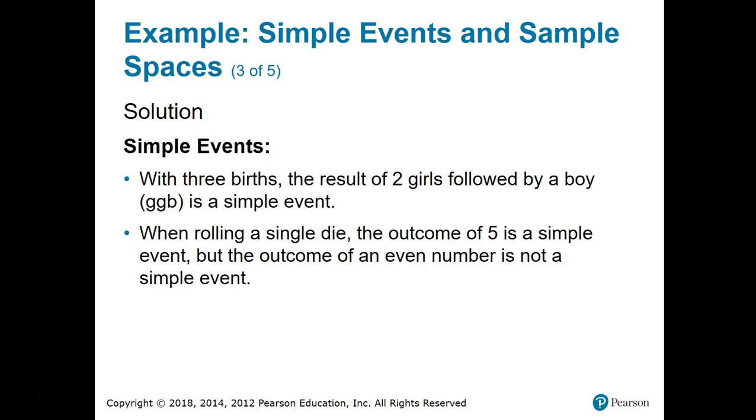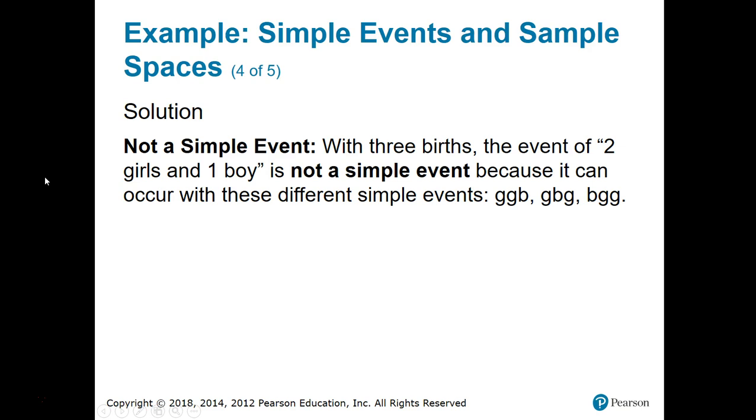All right. When rolling a die, in this one, whenever they say die, this is singular for dice, and they always consider a 6-sided die. The outcome of 5 is a simple event. The outcome of an even number is not, because an even number could be 2, 4, or 6. Solution: not a simple event. With 3 births, the event of 2 girls and a boy is not a simple event, because it can occur in 3 different ways.